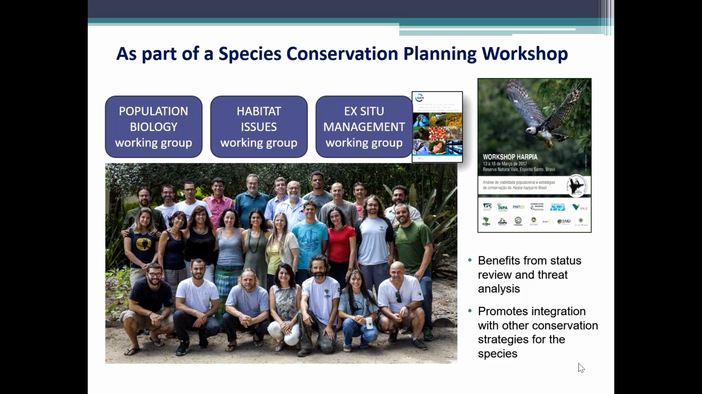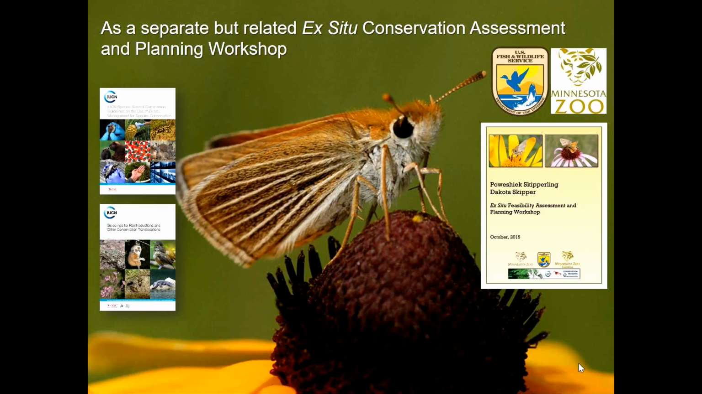So this fit in as a working group as it would any other kind of topic that would come up in a conservation planning workshop. This really helps because you can see what else is being recommended and you can fit all these conservation strategies together in a really nice holistic one-plan approach. But that doesn't always happen. Perhaps that strategy already exists, for example. So you can do this assessment as its own independent workshop.